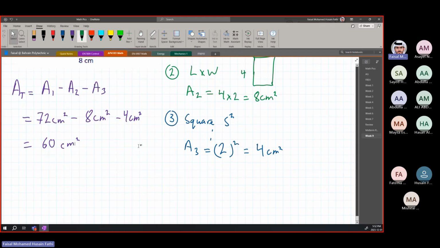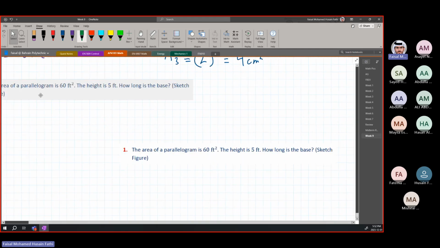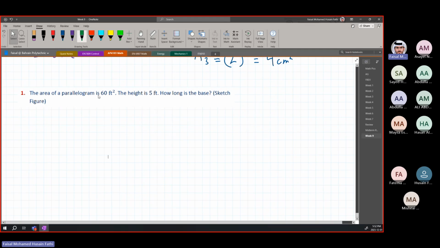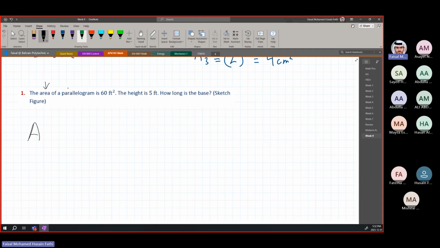The first word problem, it's going to take a few minutes only. It's very easy. Area of a parallelogram is 60 feet squared. Before even moving forward, the first step in word problems is, step by step, you read everything and you write it down. So we're talking about the area. Area, you write A. You know it's area. Area of a what? Parallelogram. So you know it's an area of a parallelogram.